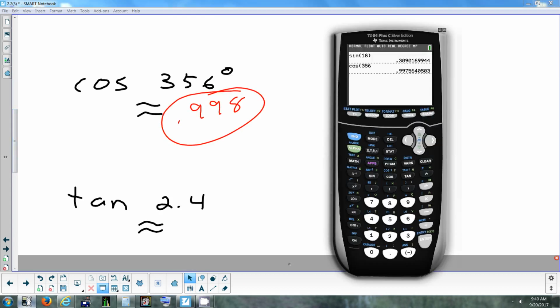Tangent of 2.4. What should I do first on this one? Yeah, Emma? Put it in radians on the calculator. Yes, I need to change to radians because they did not put a degree symbol. They're not going to tell you in parentheses, keep in mind this is radians. You just have to know. There's no degree symbol, change to radians. And now, type it in. Tangent, 2.4. So you should get negative 0.916.